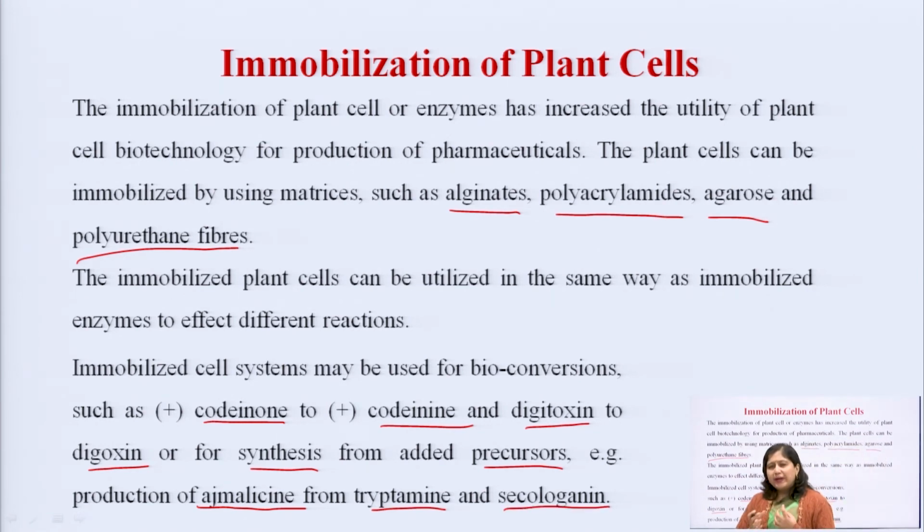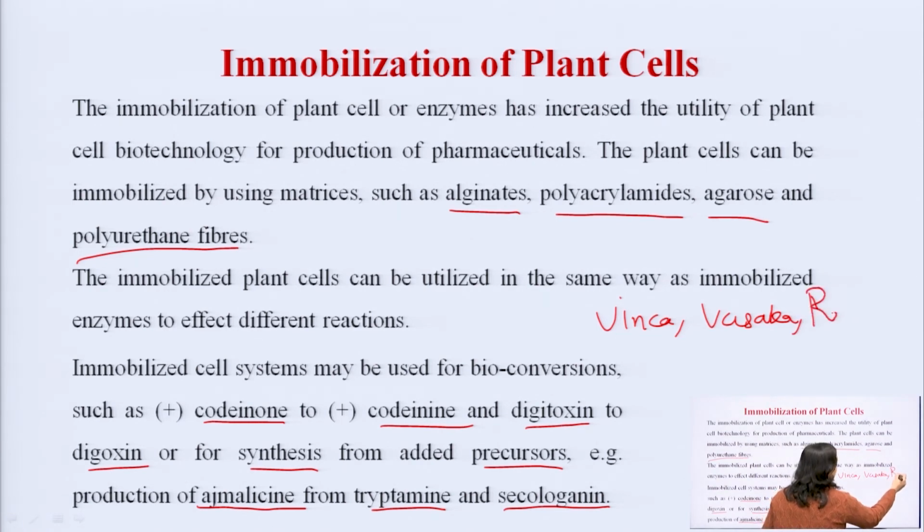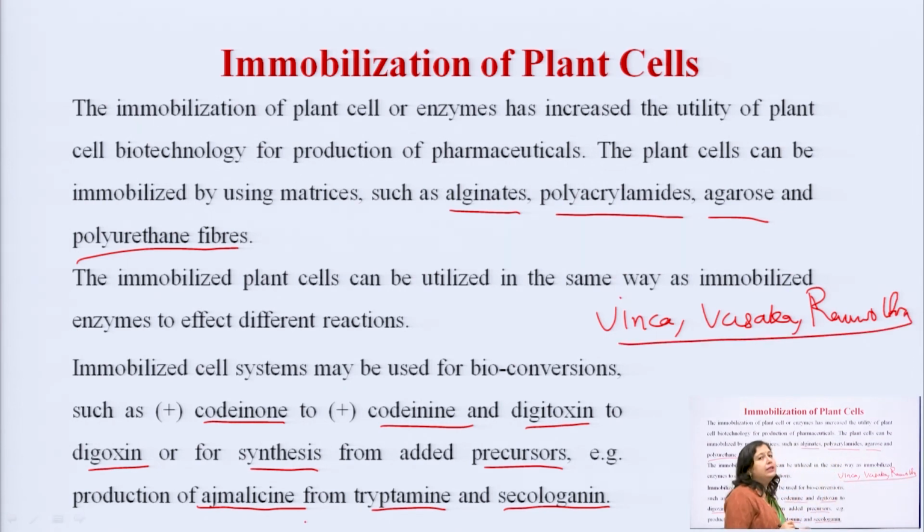Now, these are a few chemical constituents present in different plants. Codenone and codenine are present in the opium alkaloids, or the opium, which we call afim. Digitoxin and digoxin are present in the digitalis plant, which is a cardiotonic drug. Ajmalicin is generally present in plants like vinca or vasaka or rauwolfia, which are Apocynaceae family plants, and you will find that they all contain ajmalicin.